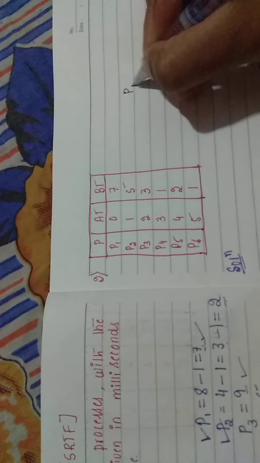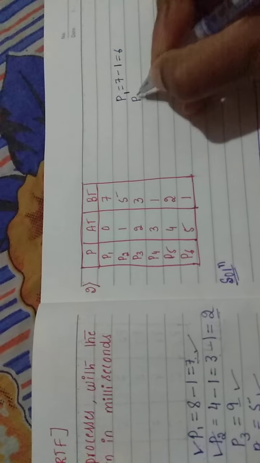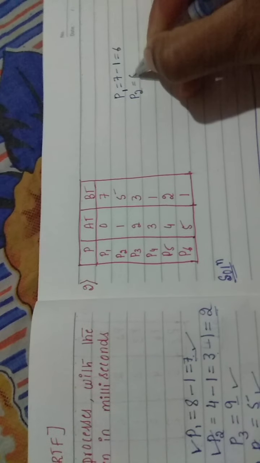I need to update here somewhere. Process P1 has 7 milliseconds. He executed for 1 millisecond. Now he is left with 6 milliseconds. Now which process came? Process P2 with the burst time of 5. At this point of time, that is 1 millisecond, who has the least burst time? Compare P1 and P2. P2 has the least burst time, that is 5 milliseconds.